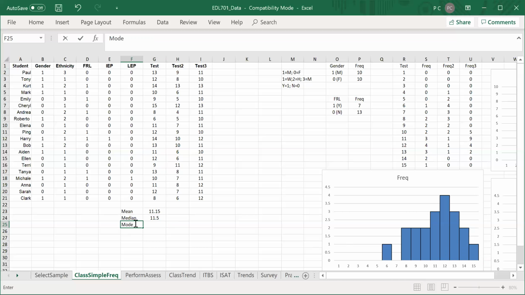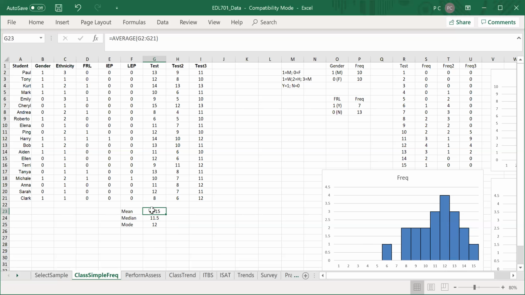Next, we'll find the mode. And to find the mode, the function is mode. And we get this data. And this 12 is the mode. And mode is the most frequently occurring score in a data set. And that also matches with our observation.